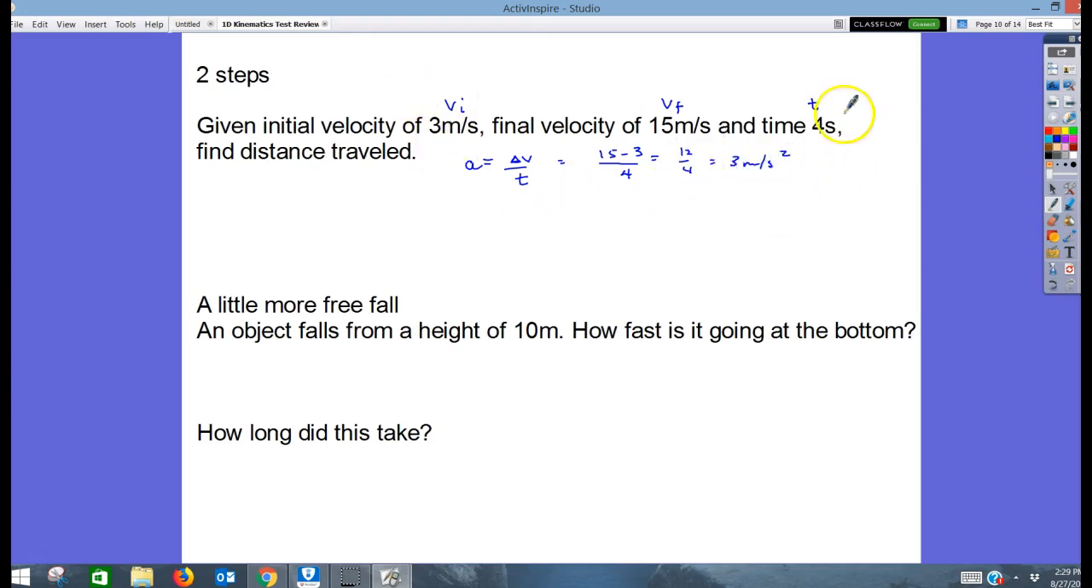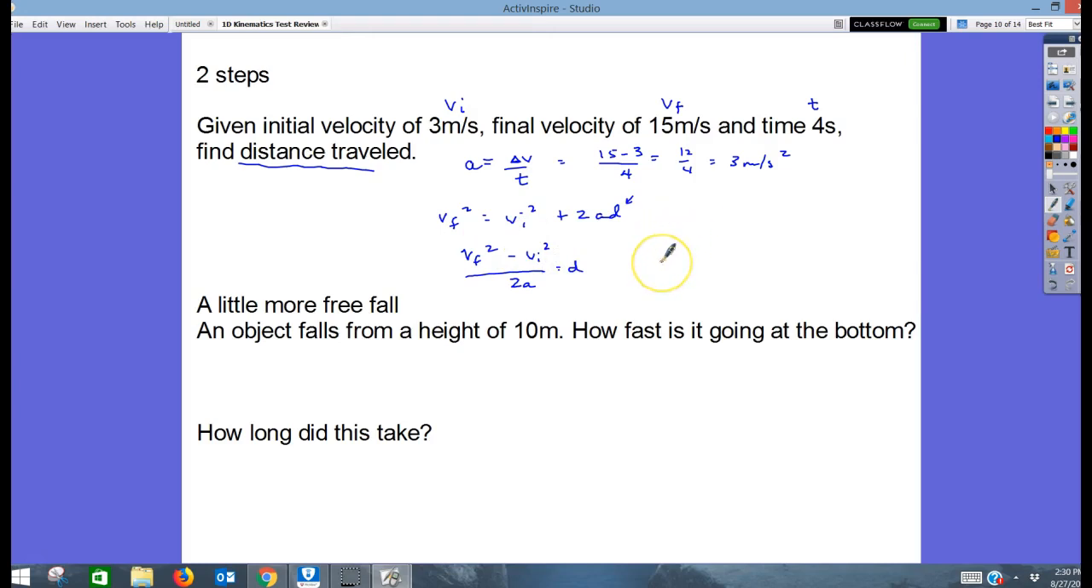And now I have acceleration as well as initial and final velocity and time. And if I need the distance traveled, well, let's see. I can use Vf squared equals Vi squared plus 2ad to solve for that distance. Vf squared minus Vi squared divided by 2a will give me my distance. It's not the only way to do it, but it's the one that jumped out at me.